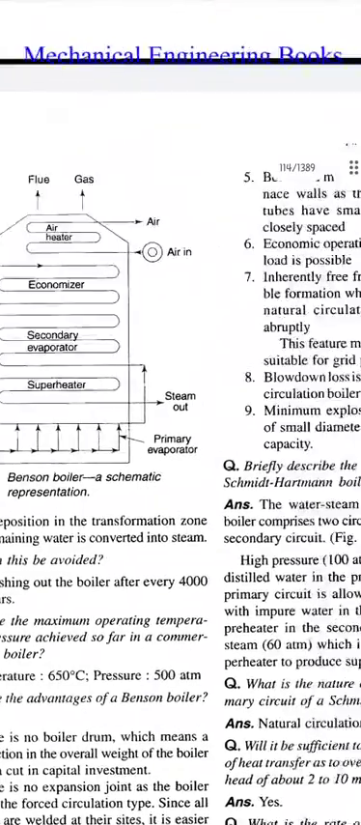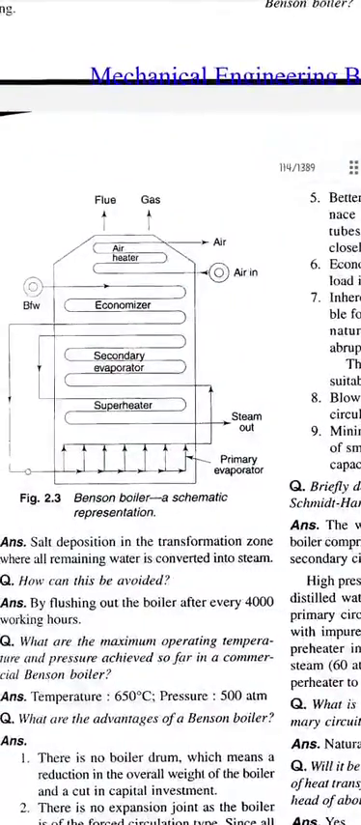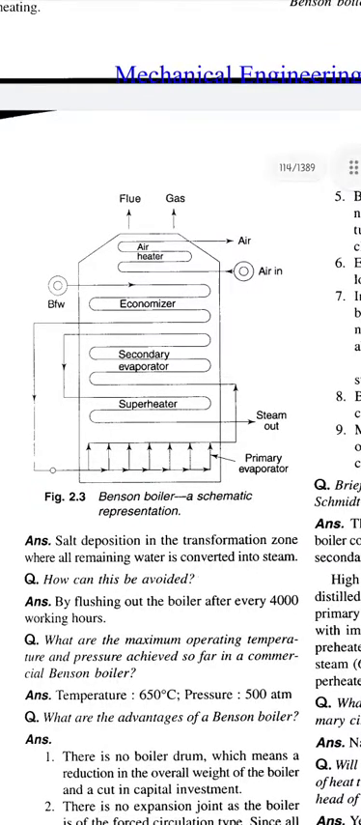This is page number 103. Here we can see the Benson boiler, a schematic representation. Boiler feed water inlet is at the left side, top of the diagram. So it goes to the economizer, then it goes to the primary evaporator at the bottom. After the primary evaporator, it goes to the secondary evaporator, then the superheater. So the outlet steam is on the right side of the diagram.